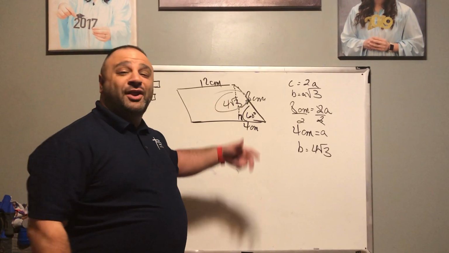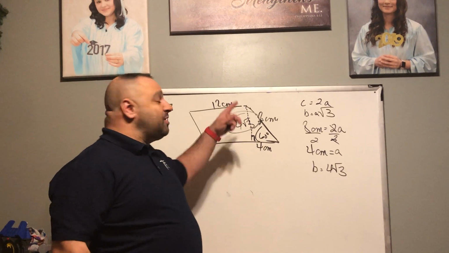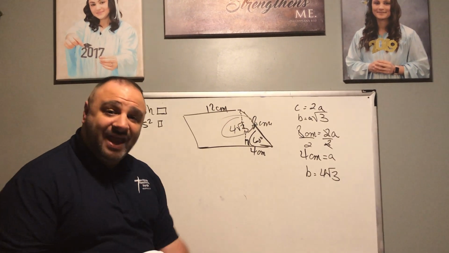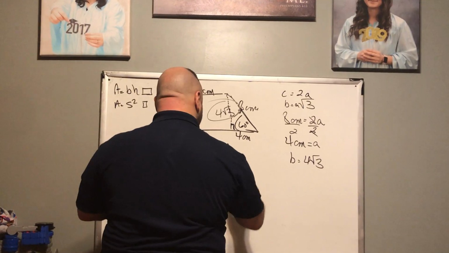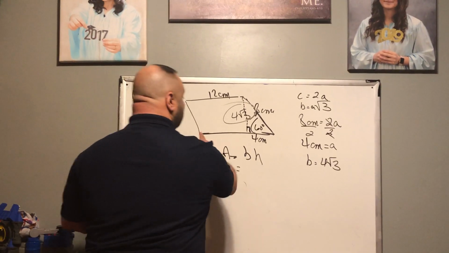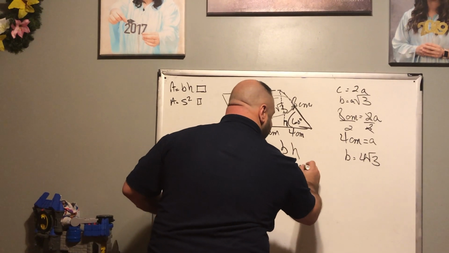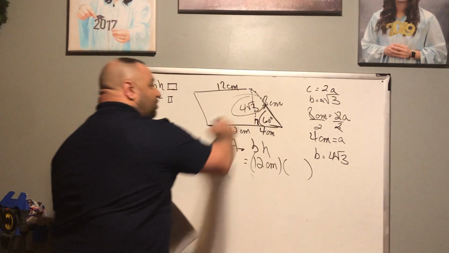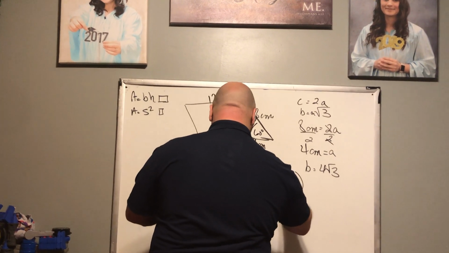Now that we've learned how to use the 30-60 right triangle, I'm going to take that and now I can do the base times the height. Area equals base times height. Now, okay, so the base is, we know, class, 12 centimeters, and the altitude is 4 times the square root of 3.